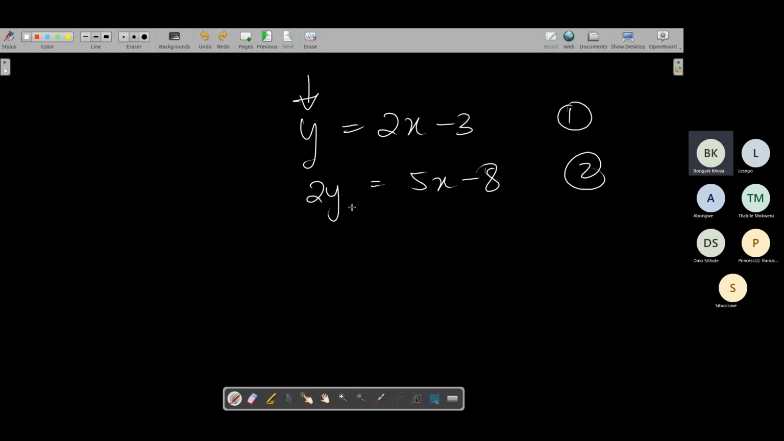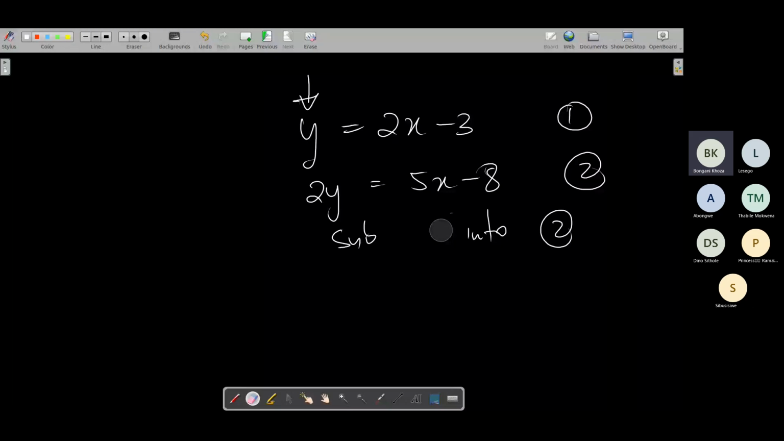So we're gonna use this one. So y is what we're gonna substitute because already y is the subject of the formula. So we're gonna say substitute y into equation 2. So we are using equation 1. Actually, we can just say substitute equation 1 here into equation 2.